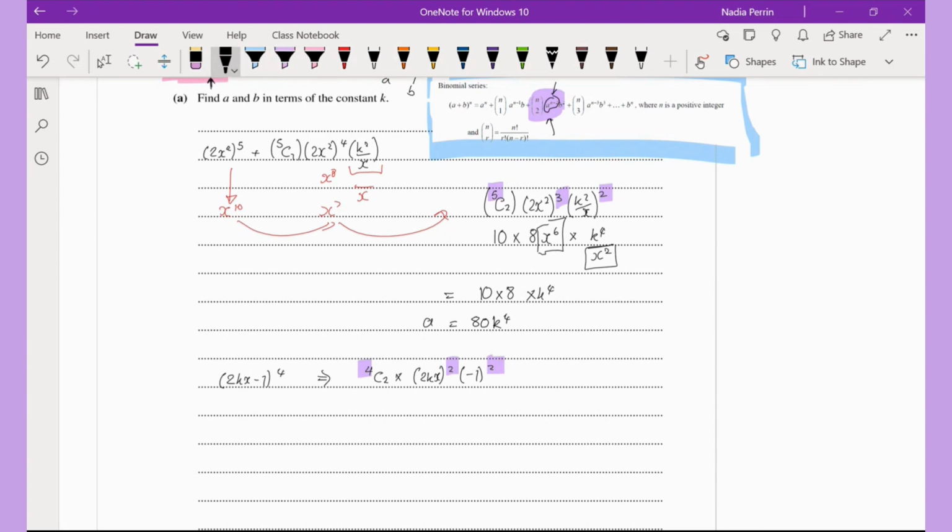So again, 4C2 is 6. 2 to the power of 2 is 4. k squared, x squared, and negative 1 squared, we get back to a positive 1. So we really just have B is 6 times 4, which is 24k squared. Remember, we don't need to include the x to the 4 or the x squared, because they were only asking about the coefficient.